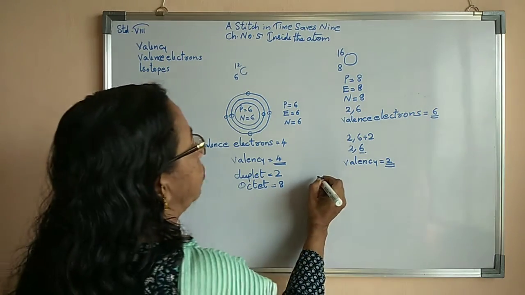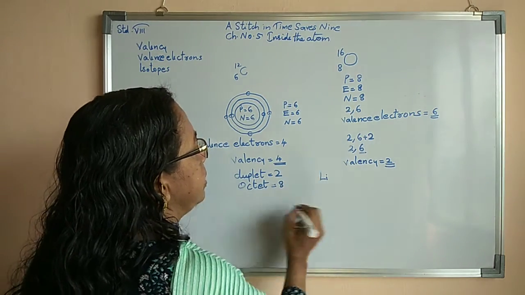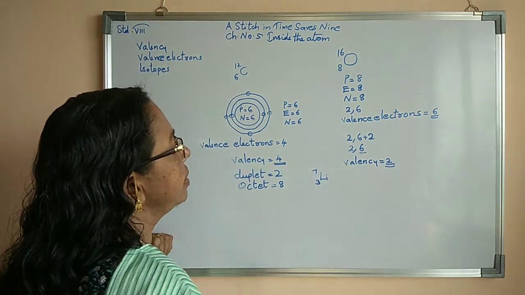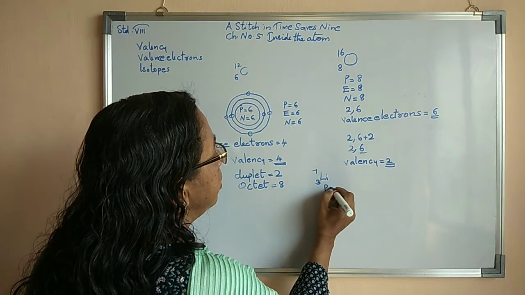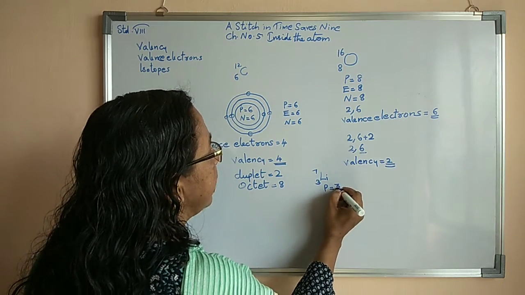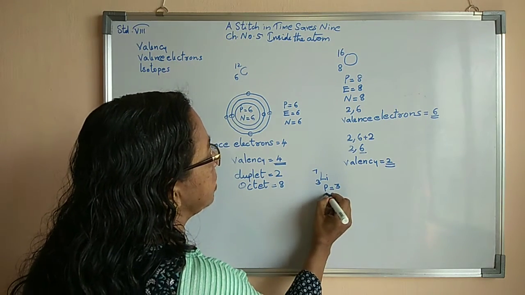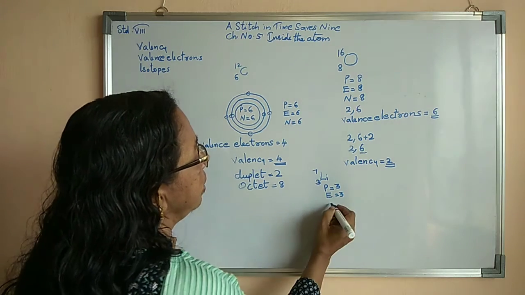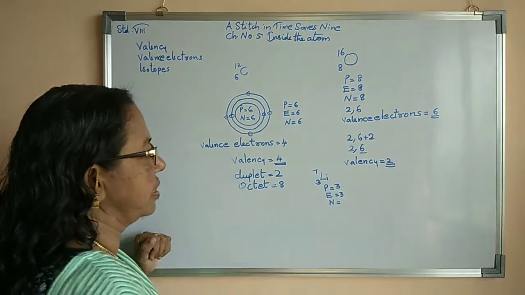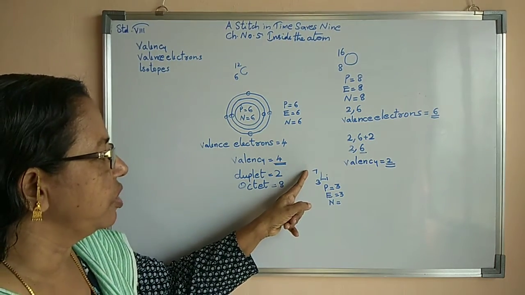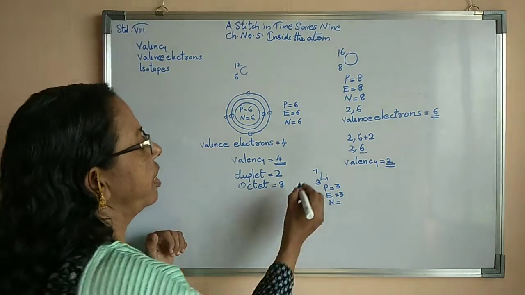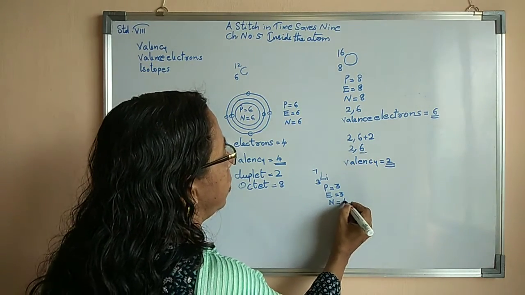Now when we study about lithium, its atomic number is 3, mass number 7. So I am writing here protons number is 3, atomic number and protons number same, electrons number and protons number same. Now we have to find out the neutrons number. Neutrons number is the difference between mass number and atomic number. So I am finding now 7 minus 3, that is equal to 4.